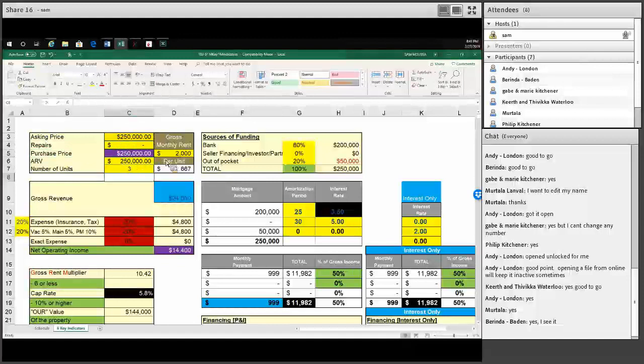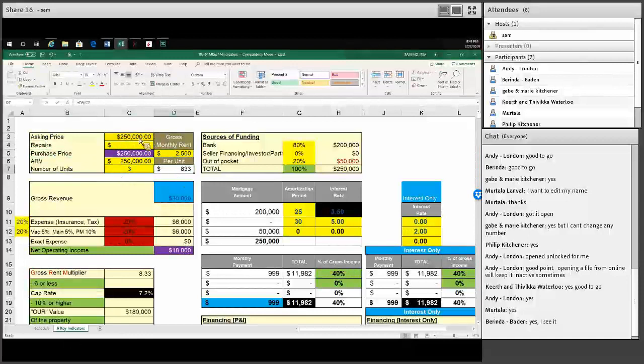Typically from a listing, what we're going to get is the purchase price, which we can just enter the same as here. If we have no repairs, that's fine. And we're going to get the number of units, so say there are 3 units, and it's going to give us the monthly gross of the rent.